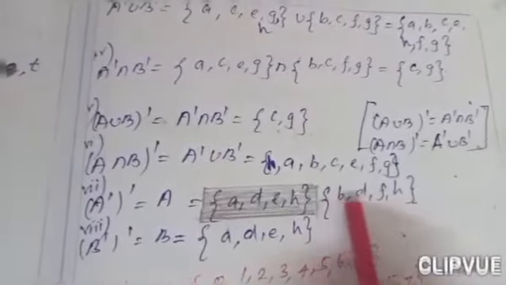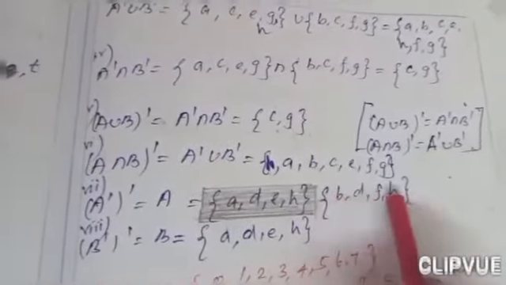Next, in the note itself I explained A dash of dash equals A. I have to write the elements of set A: B, D, F, H. B dash of dash equals set B. I have to write the elements of set B. That is given in the text: A, D, E, H.